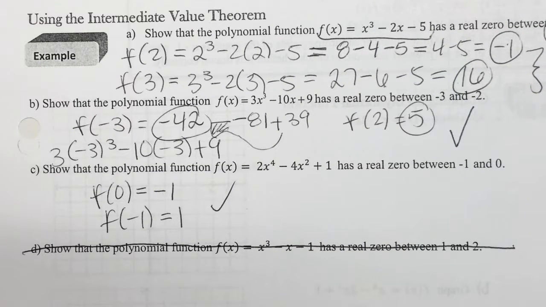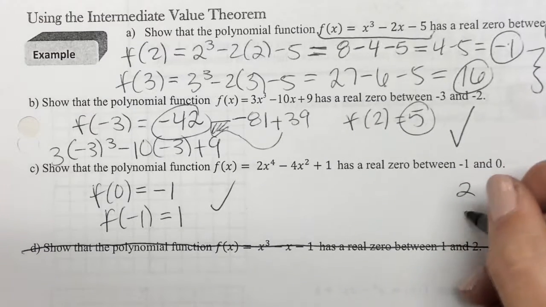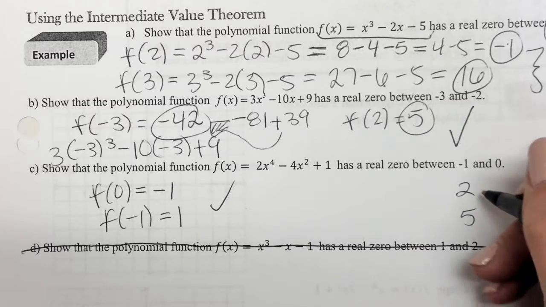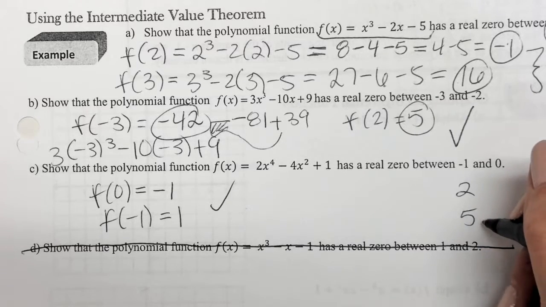When you plug what in? Yes, that they give you. That's all you're checking for. So for example, if you got like 2 and 5 for one of them, would the intermediate value theorem work? Because it didn't change what? That's it.